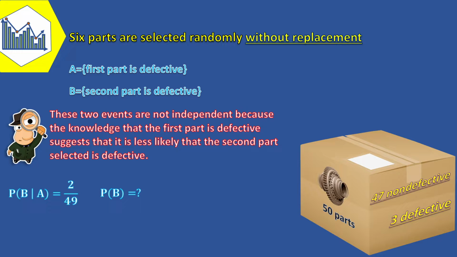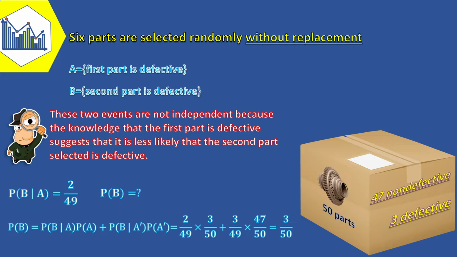So, the probability of B equals the probability of B given A times the probability of A plus the probability of B given A prime times the probability of A prime, that is 2/49 times 3/50 plus 3/49 times 47/50, that equals 3/50. Interestingly, the probability of B without any knowledge of the first part is the same as the probability that the first part selected is defective. Yet, our goal is to assess independence.